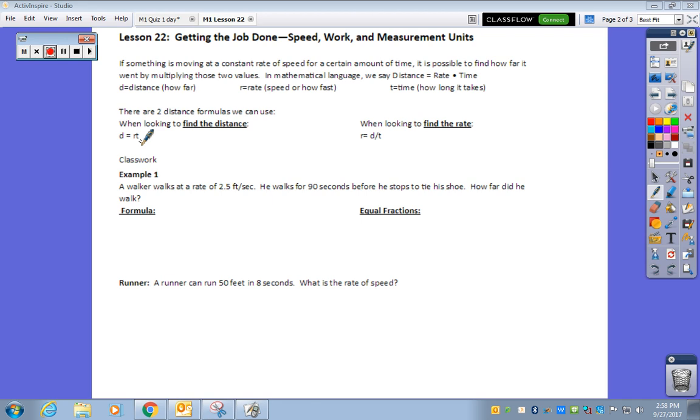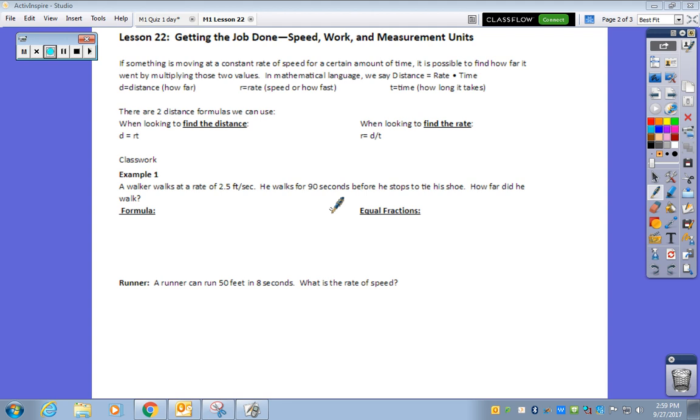Another one that we can use is if we're looking to find our rate of speed, or how fast we went. To find that, we would take the distance we went and divide it by the time that it took to go that far. So let's look at some examples so we can see what this looks like.